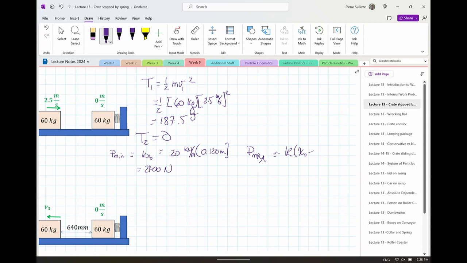And I'm given two possible displacements. So I can have a minimum displacement and a minimum force in the spring of 2,400 newtons, or a maximum displacement where it goes the additional 40 millimeters, in which case I end up with 3,200.